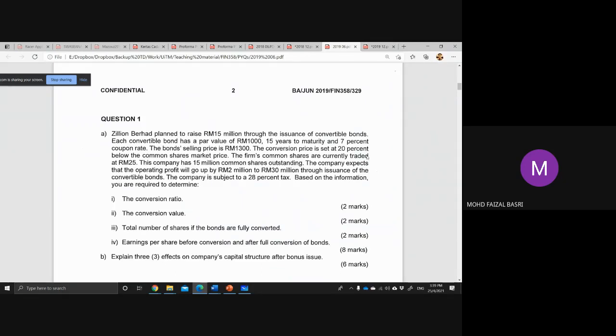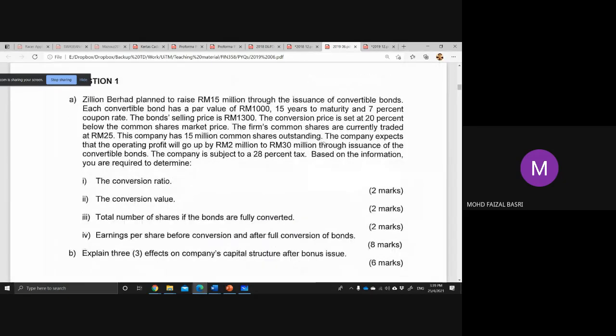Okay, tak apa, kita try je ni, June 2019 pula. One semester before that. Okay, for this, I want you to try this. Zillian Berhad plans to raise 50 million ringgit. So this is the amount to be raised. Par value 1,000, 15 years maturity. The coupon rate is 7%. Selling price 1,003. The conversion price is 20% below, ataupun discount lah in this case, of the market price of common stocks. The firm's common stock is currently traded at 25 ringgit. So this is the market price.